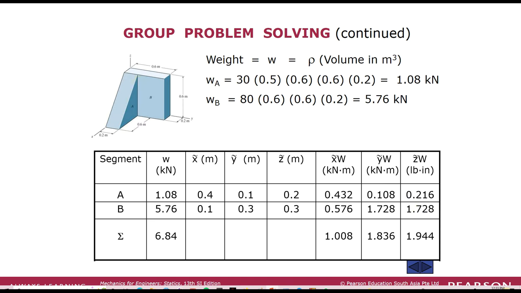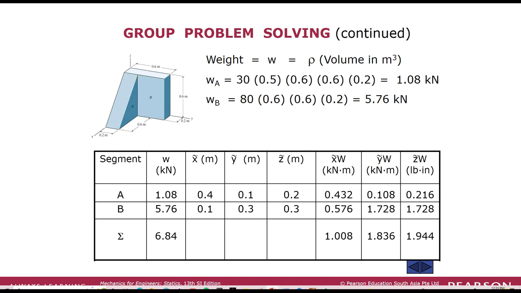So we summarize the total weight of both blocks, 1.08 plus 5.76, we get the value of 6.84 kilonewton. Then we summarize x times w, y times w, and also z times w. So we get the values respectively 1.08 kilonewton meter, 1.836 kilonewton meter, and 1.944 kilonewton meter. From there, the summation of the weight is 6.84 kilonewton, and the summation of x, y, and z multiplied with the weight is 1.08, 1.836, and 1.944.